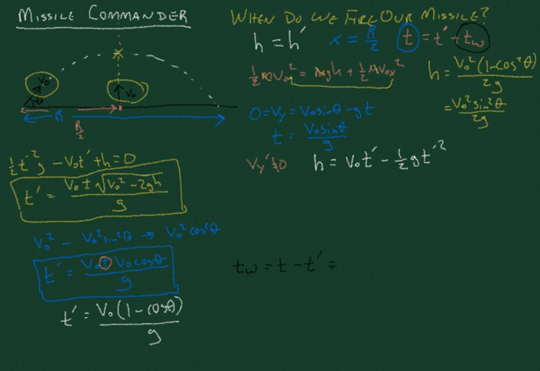And so that means that the time that we wait is going to be t minus t prime. So t is v0 sine theta over g minus t prime, which is v0 times 1 minus cosine theta all over g. So the time that we wait is v0 over g times sine theta plus cosine theta minus 1.